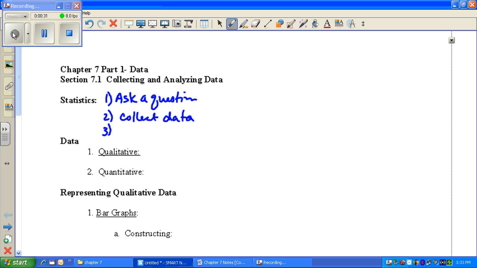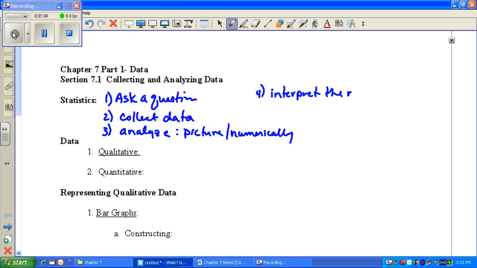Third item I'm going to do is I'm going to analyze the data, both using a picture, so we're going to draw and create a graphical display, as well as numerically. Now, when we do it numerically in analysis, we're looking at a number, and that number is going to tell us some specifics about my data itself. And the last thing, once we've done all this, is we're going to interpret the results. So we're going to look and say, what does this picture and what do these numbers really tell me about the question that I was asking?